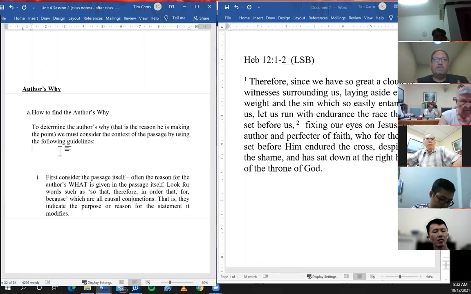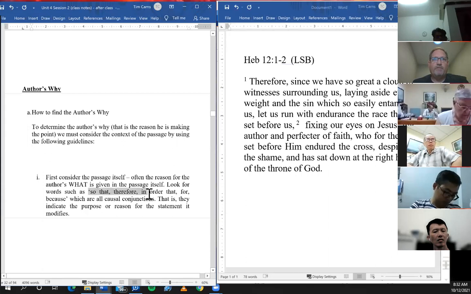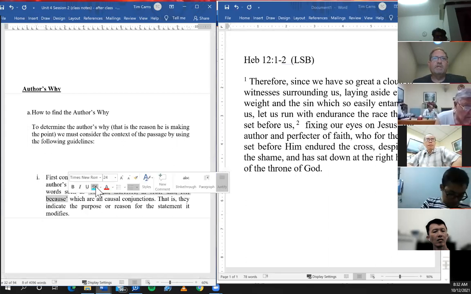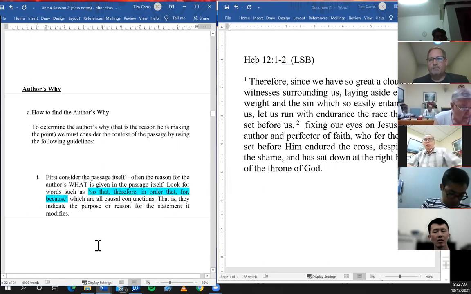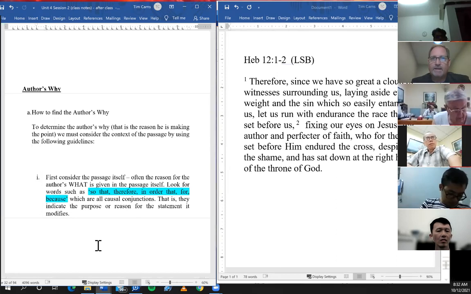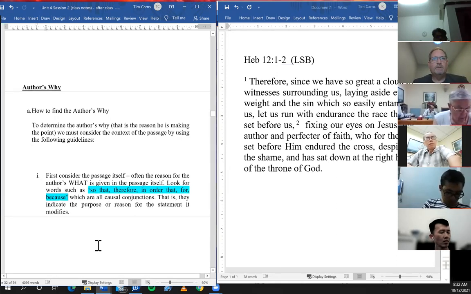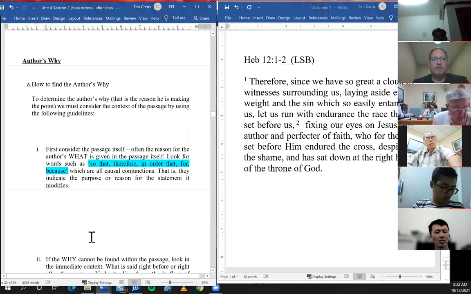Does he give any specific reason inside the passage, either by using the words "so that," "therefore," "in order that," "for," "because"? These particular words indicate reason, just as Shulong mentioned earlier. So do we have any statements like that in the passage that tell us why we're to run with endurance? That's the first thing to look for.